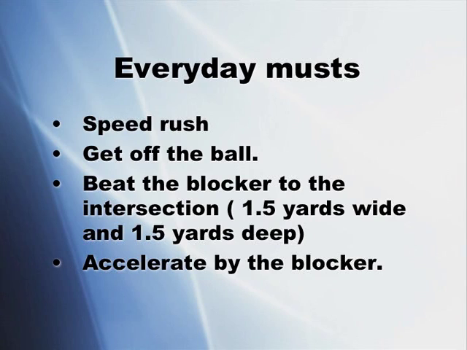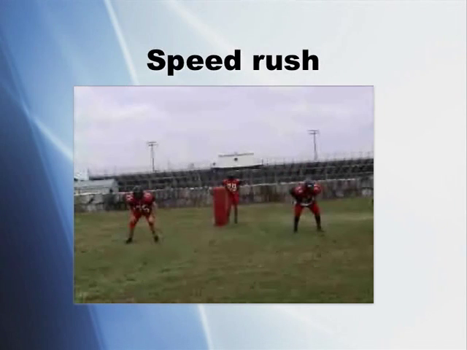Next is speed rush. First and foremost, you've got to get off the football. Beat the blocker to the intersection, 1.5 yards wide, 1.5 yards deep. Beat the offensive lineman off the football, beat them to the intersection, and accelerate by the blocker. This is how we set up our speed rush drill. We have 2 defensive linemen right outside them, 2 offensive tackles, and they're rushing to the man right there in the middle with the bag.